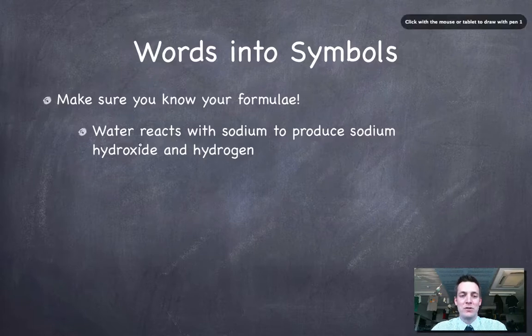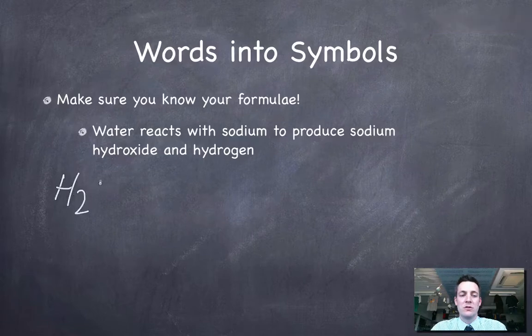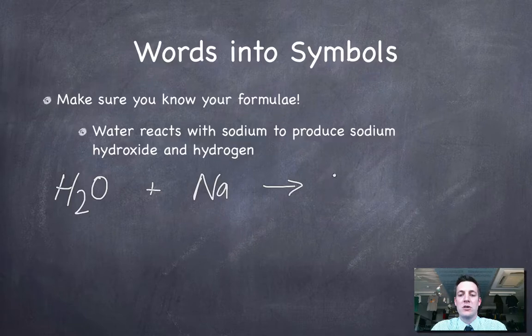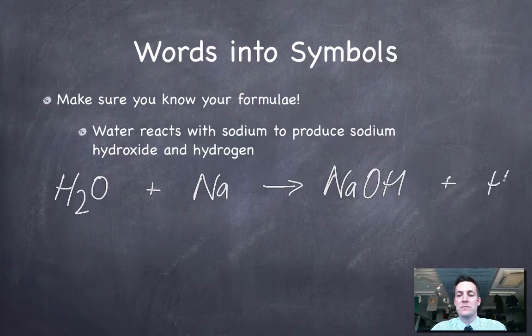Anyway, water reacts with sodium to produce sodium hydroxide and hydrogen. So the formula of water is H2O. It's reacting with sodium, which is an element that hangs around on its own. It's not diatomic, so that's the formula of sodium. It produces sodium hydroxide, which I can figure out from the charges on the ions is NaOH, and hydrogen, H2. Hydrogen is an element which does hang around in pairs. I can't just write H for it.